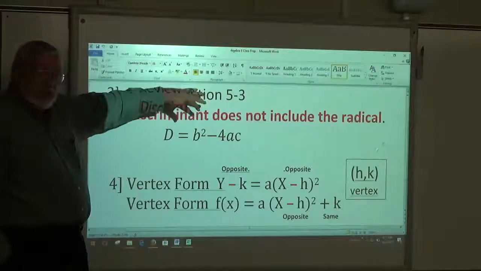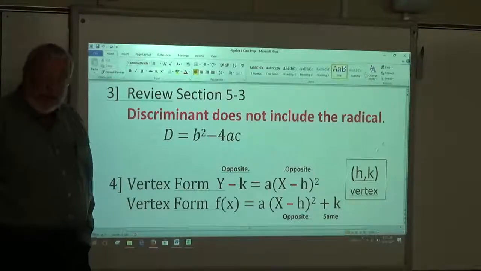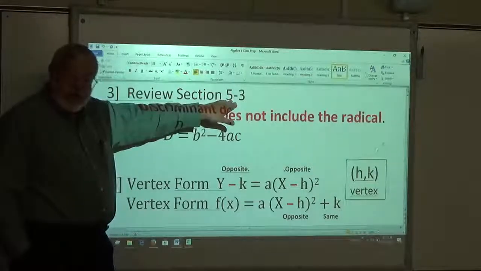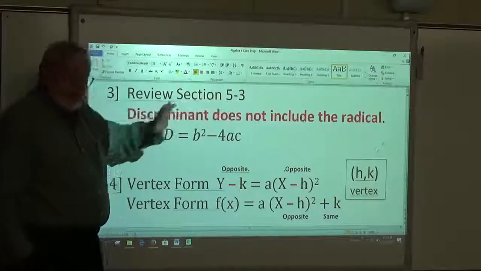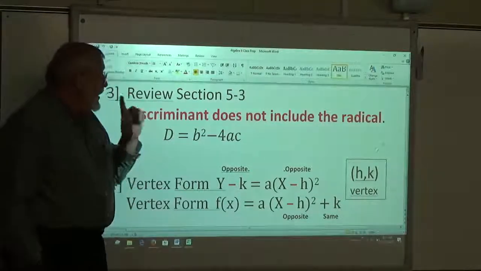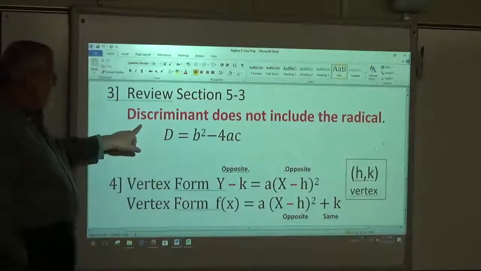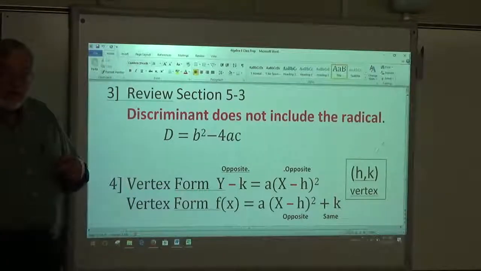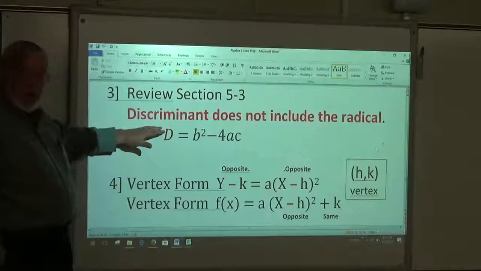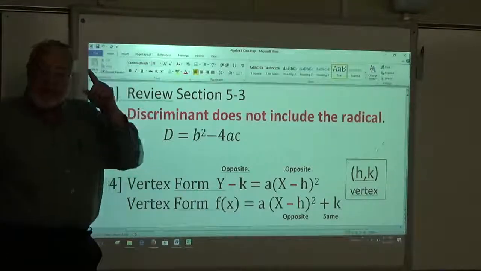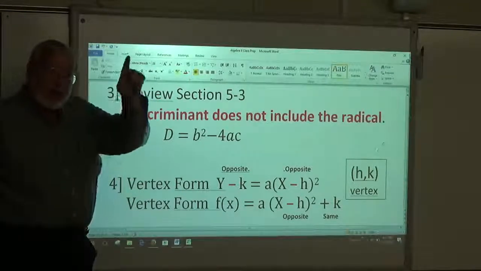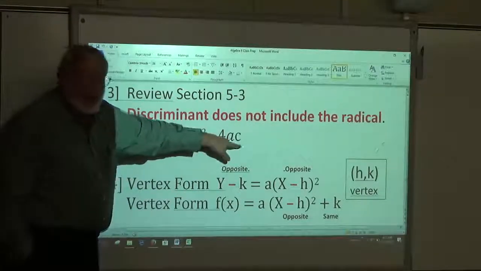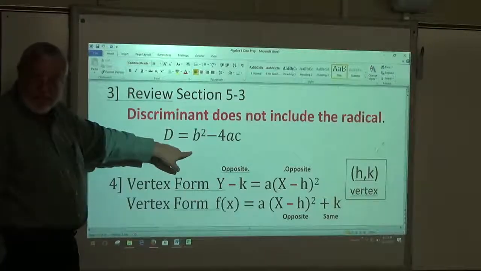5.1 and 5.2 were relatively straightforward vocabulary. So what we're going to do is talk about 5.3. There's a lot of things I want to cover with that. The first thing is what this says. The discriminant does not include the radical. If you remember, the quadratic formula is the opposite of b plus or minus the square root of b squared minus 4ac, all over 2a.